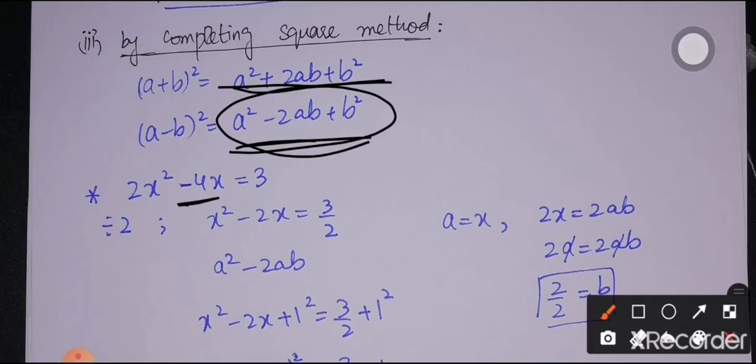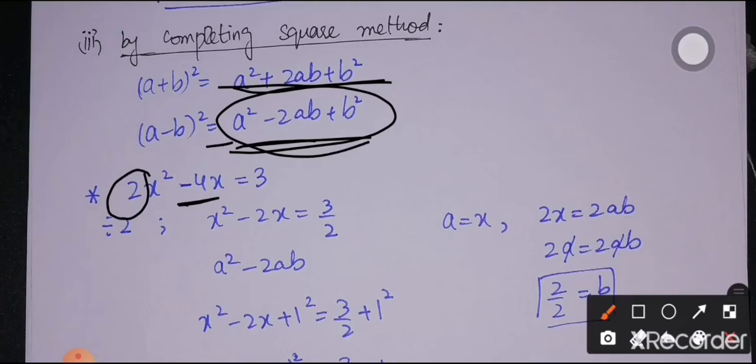When I compare the two equations, the first thing you must have is that the coefficient of x square, the square term, must be 1. Here the coefficient of x square is not 1, so we will try to make the coefficient of the square term 1. For this we will divide the whole equation by 2. When I divide the whole equation by 2, we are left with x square minus 2x is equal to 3 by 2.